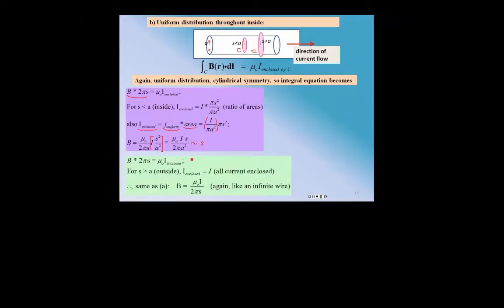Let's look outside, so we start with the same equation. The symmetry allows us to bring B outside and integrate over the loop.